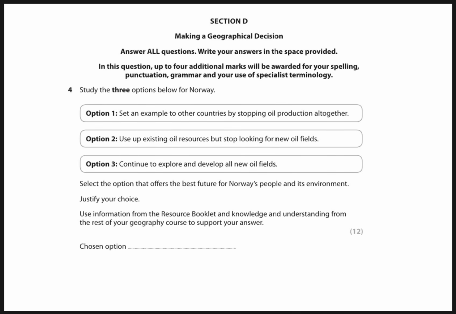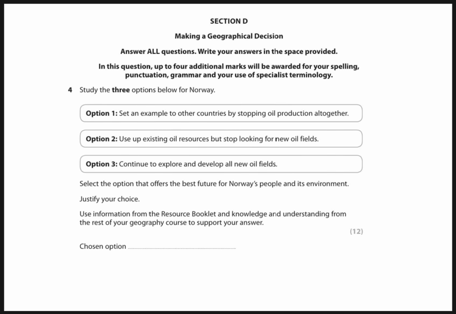Okay, let's go to section D, question 4. Now, looking at the 3 options for Norway. Select the option that offers the best future for Norway's people and its environment. Justify your choice. Use information from the booklet and knowledge and understanding from the rest of your geography course to support your answer. So now, when it says use information from the resource booklet, it doesn't mean you go to a particular figure or resource to answer this question. What it means is that you've used all the resources up until this point, and you should start thinking about how you would answer and make a decision, a geographical decision based on these options in front of you.